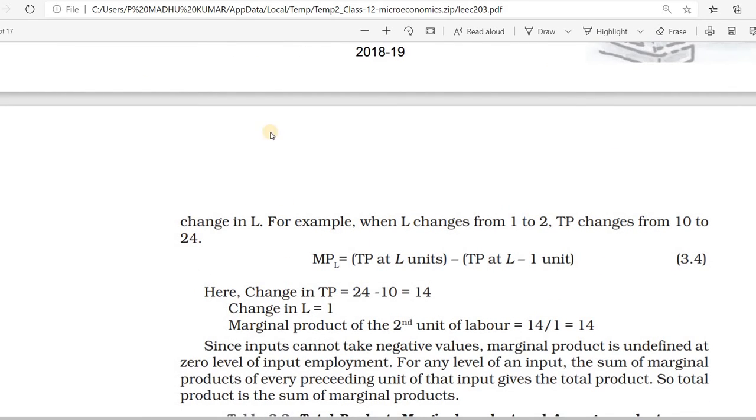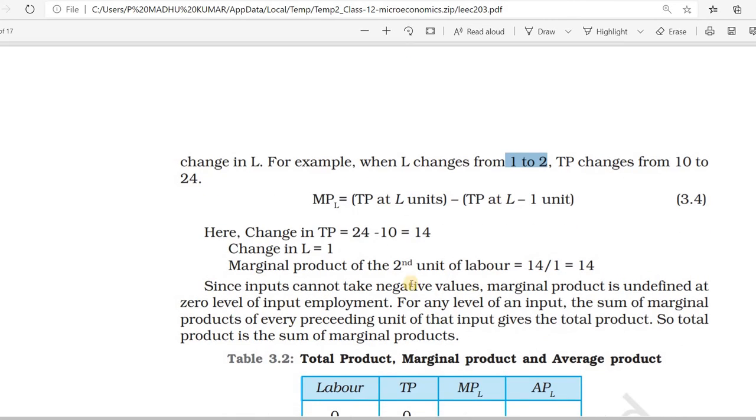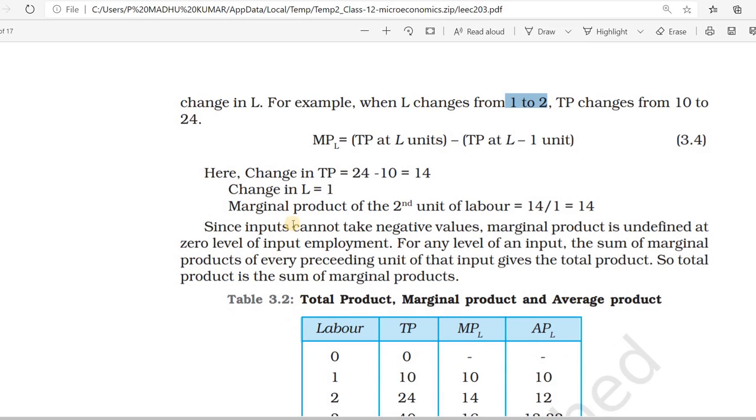Example: when labor changes from 1 to 2, total product changes from 10 to 24. Means change in the total product is 24 minus 10, 14. Then change in the labor is 2 minus 1. Earlier it was 1, now it has increased to 2. That time what is the change in the labor? It is 1. Then 14 divided by 1, what is the marginal product? 14. Since inputs cannot take a negative value, marginal product is undefined at the 0 level of input of employment.